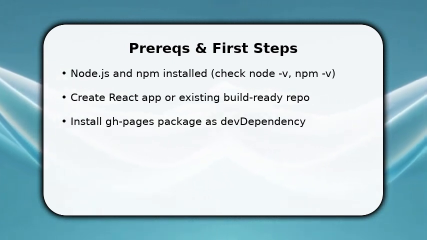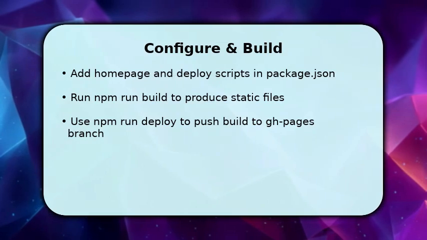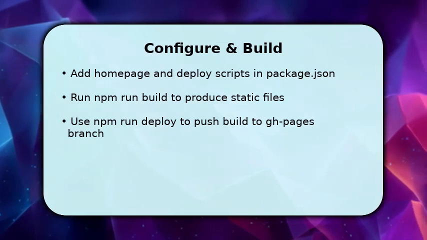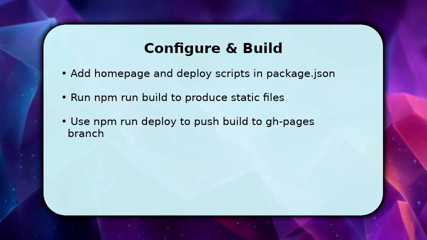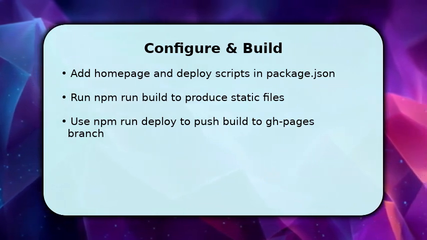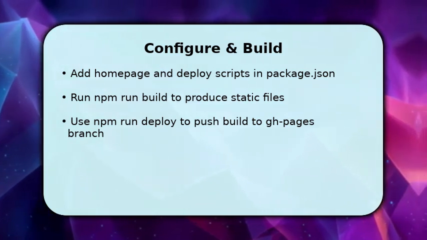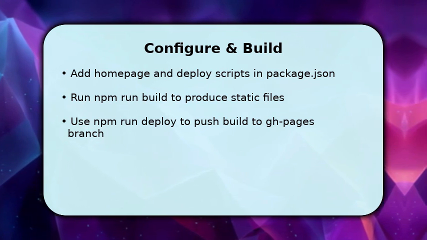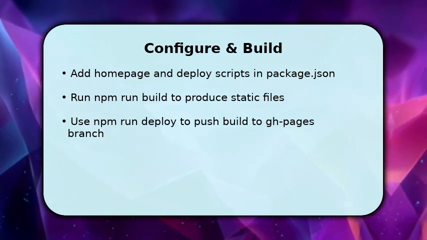Now configure package.json precisely because route resolution depends on it. Add the homepage line pointing to username.github.io/repo and create predeploy: npm run build and deploy: gh-pages -d build scripts.